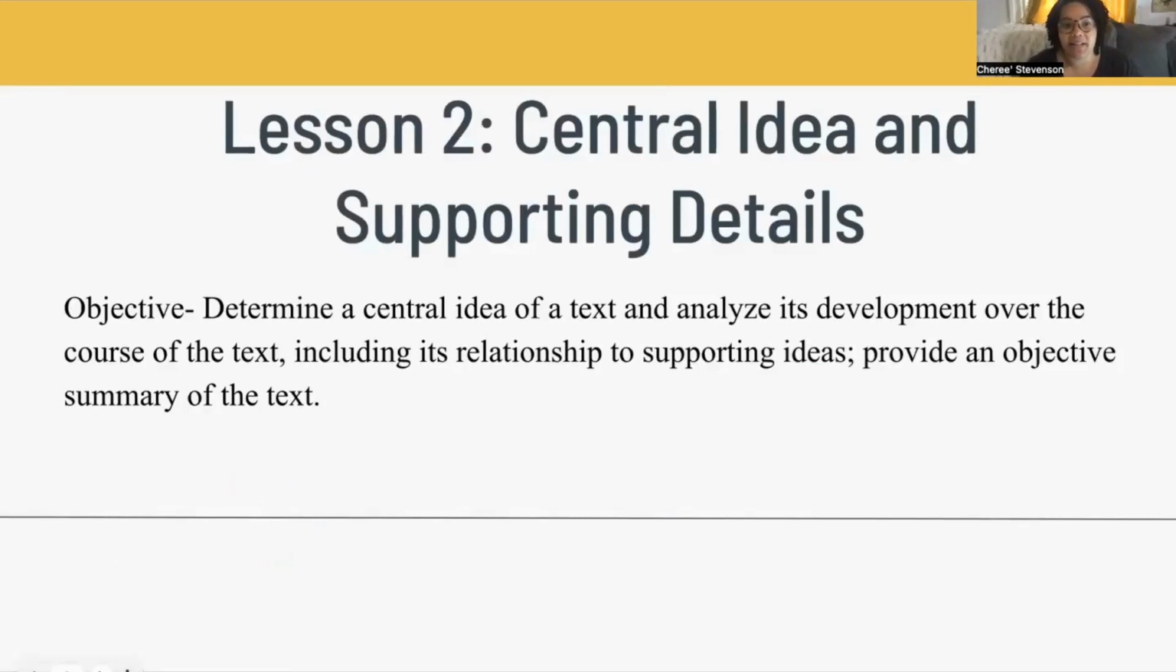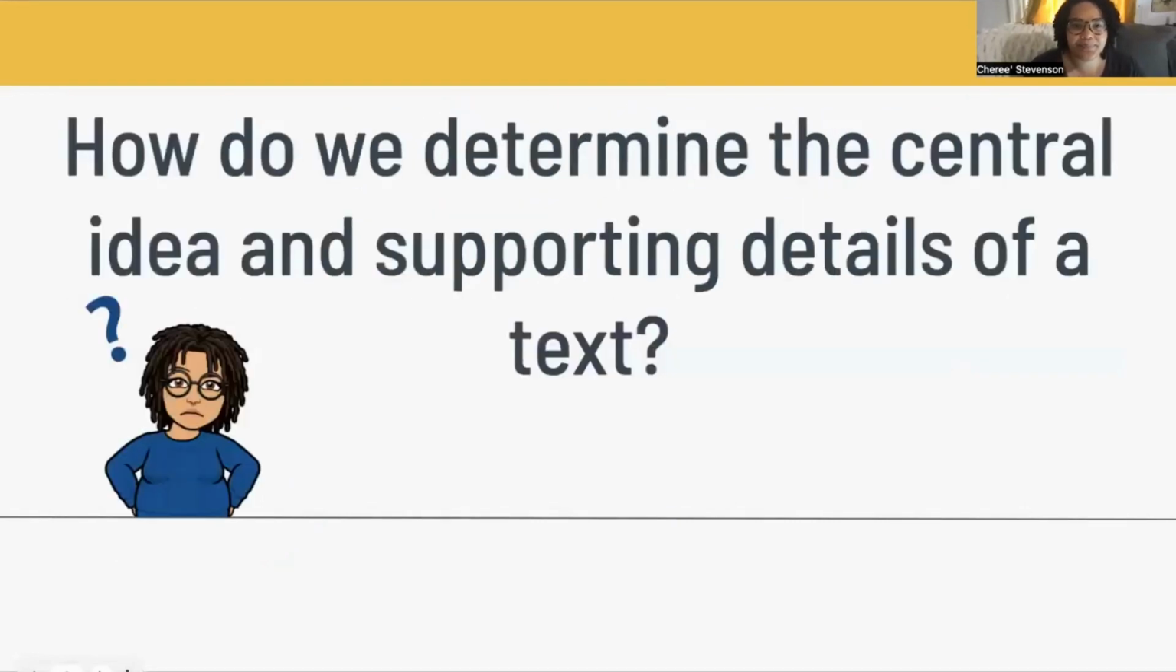Our lesson objective is determine a central idea of a text and analyze its development over the course of the text, including its relationship to supporting ideas. Provide an objective summary of the text. So our essential question for this lesson is, how do we determine the central idea and supporting details of a text?